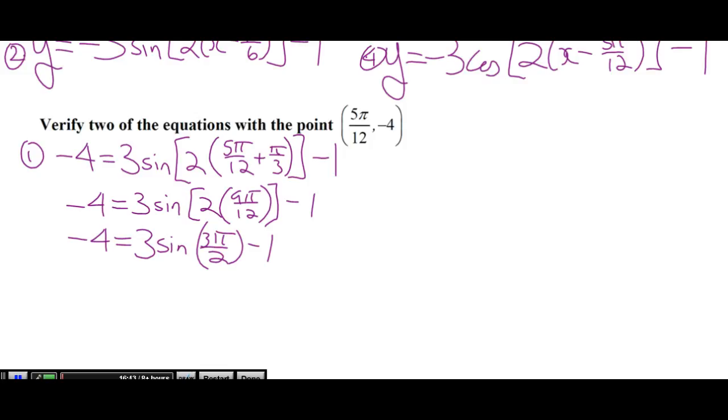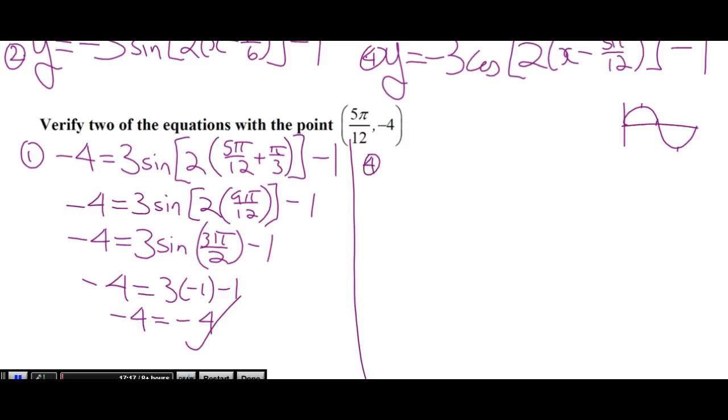Okay, now, slight pause. I use the unit circle if I need the pi over 6s, the pi over 3s, the pi over 4s. I don't use it so much when I need the pi over 2s. So I do this. So 3 pi over 2 is negative 1, right? I just do a quick little sketch of the thing. That's pi over 2, that's 3 pi over 2. So this is negative 1. So negative 4 is equal to 3 times negative 1 minus 1. Negative 4 is negative 4. Check. Okay, so that works, right? And then we were going to do number 4.